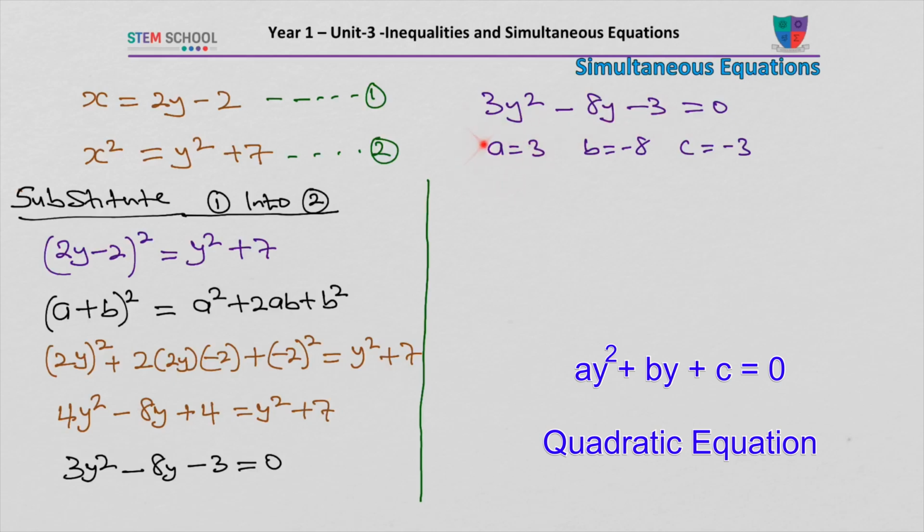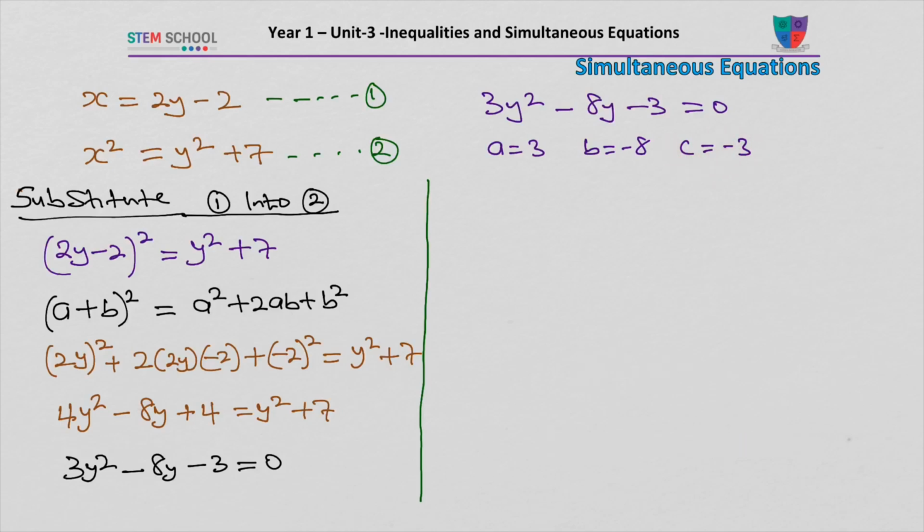So I'll call this a equals 3, b equals minus 8, and c is minus 3. So I need to find ac. ac is minus 9, because 3 times minus 3 is minus 9. I need two numbers I can multiply together to get minus 9, and when I add them together, I will get minus 8. So the numbers are 1 and minus 9. 1 times minus 9 is minus 9, and 1 plus minus 9 is minus 8.